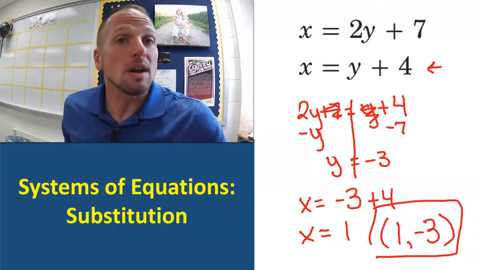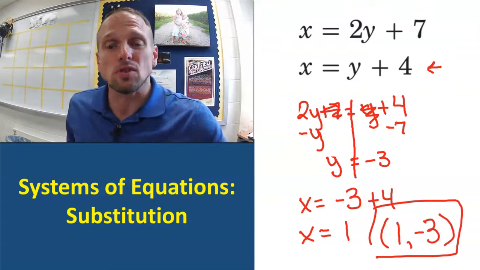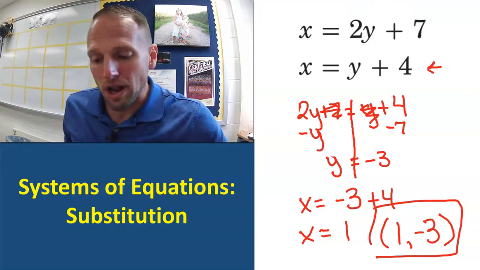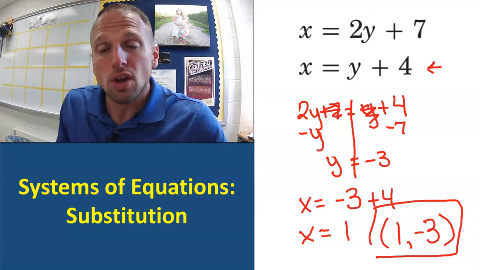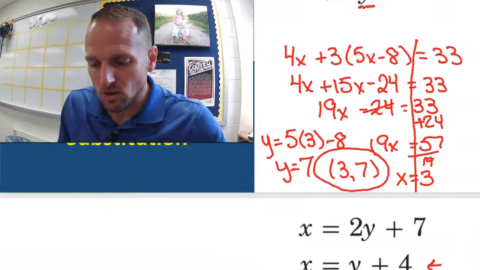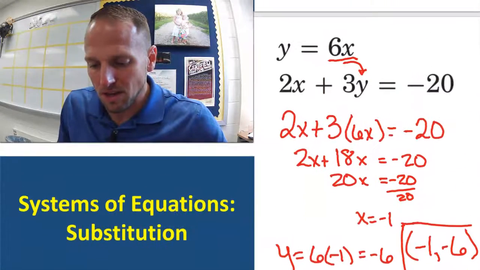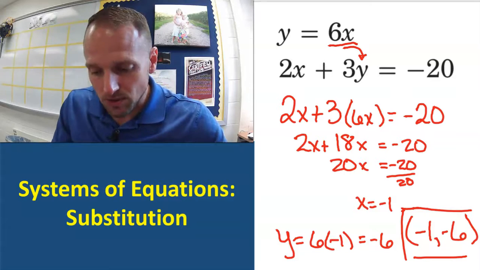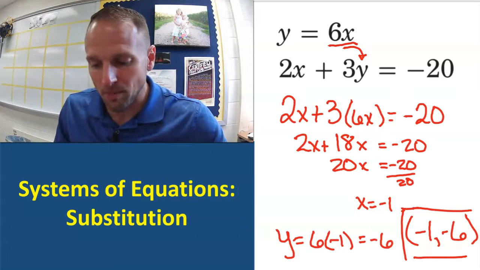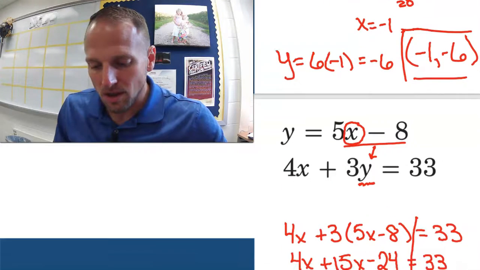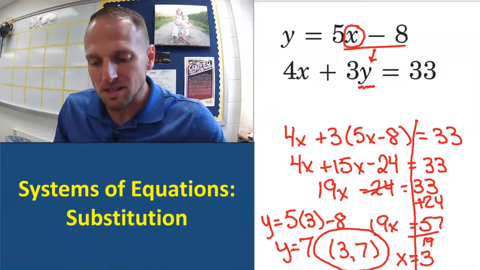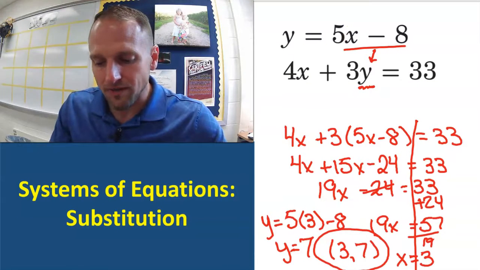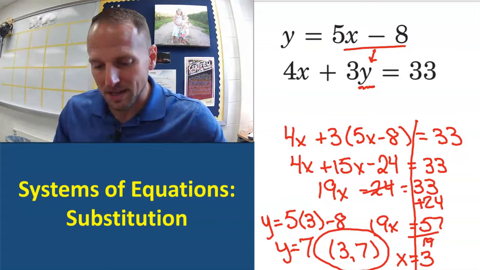Okay, so that's a second way for us to solve these systems of equations. When we know that an x or a y is the same thing as something else, we can just solve it by substitution. So going back to the beginning, where we saw y is the same thing as 6x, we could just sub the 6x in for the y in the bottom equation. This time we saw that y is the same thing as 5x minus 8. So we could just put the 5x minus 8 in for the y in the second equation.